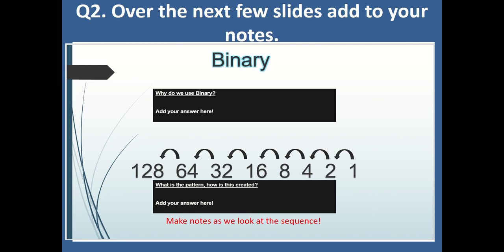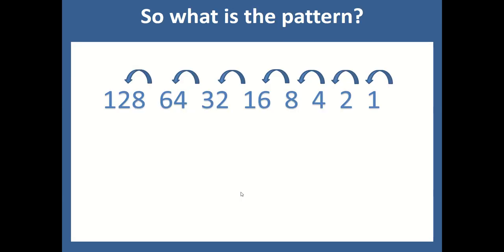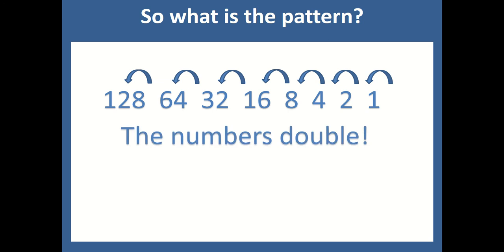Now, in the next section, I'm going to talk you through the binary sequence. In this box, the second box, I want you to take notes. Now, this is what we call our binary sequence. When we used our hands before, you will have seen 1, 2, 4, 8 and 16. Hopefully, you figured that the number doubles. But all of a sudden, we have added 3 more numbers.